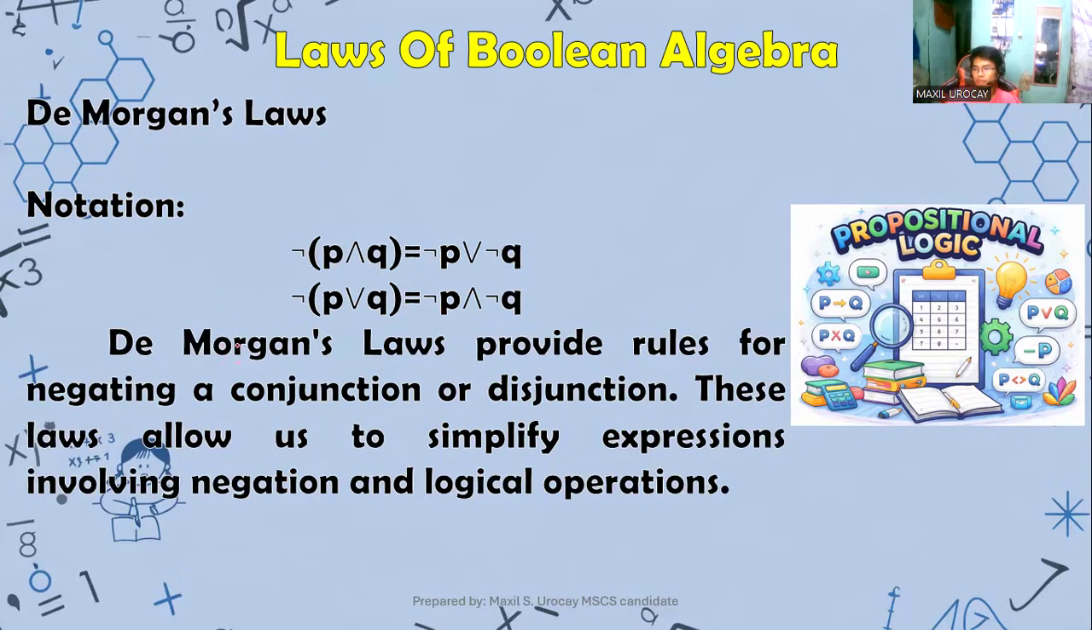Now we also have De Morgan's law. For De Morgan's law, we have the not over the P and Q. So therefore, P and Q, we will calculate that one. If we have true times true is equal to true, then you will negate that, it will become false.